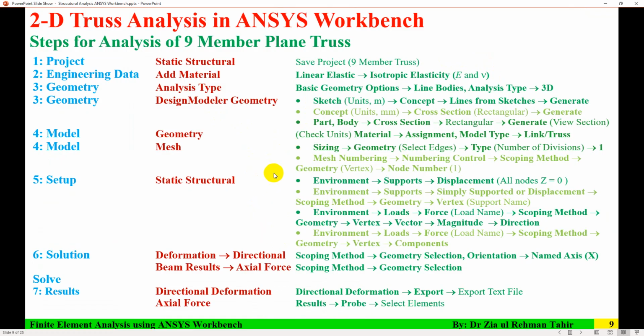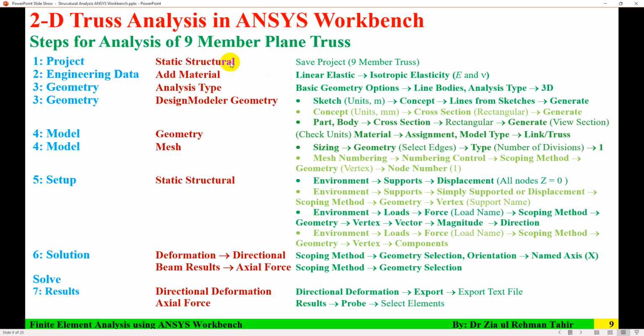So that's all done, and now the summary of this tutorial. This tutorial was for 9-member plane truss analysis in ANSYS Workbench. First I'm going to show you how this lecture is different from the other one. Here I create geometry using construction points, and then I change the mesh numbering.